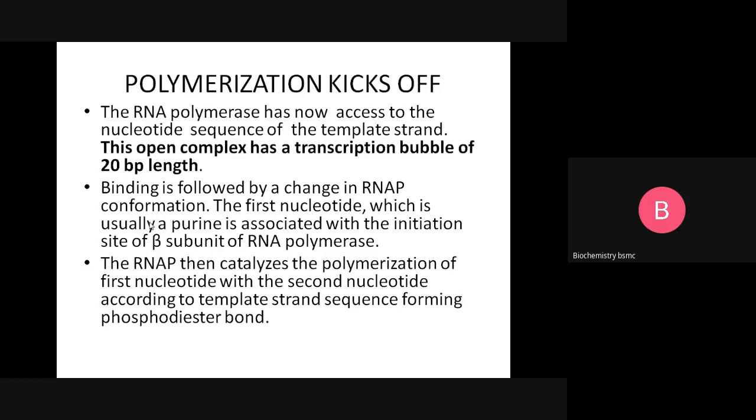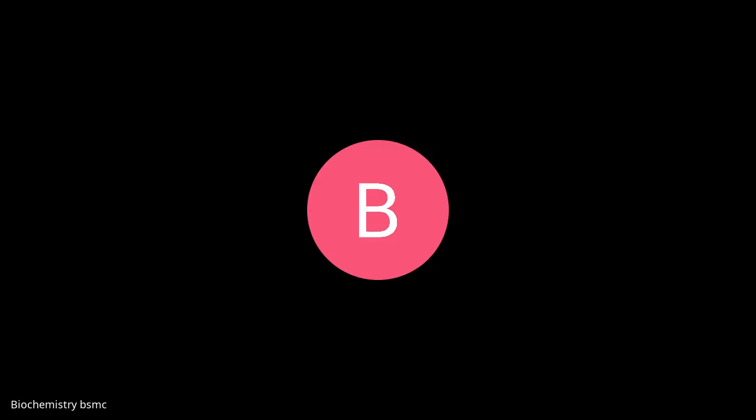And the RNA polymerase catalyzes the polymerization of the first nucleotide with the second nucleotide according to the template strand sequence, forming a phosphodiester bond. So the first nucleotide forms a bond with the complementary site on the template strand. The second nucleotide comes and forms a complementary base pairing. It all happens on the beta subunit of the RNA polymerase. The alpha, as I told you, has a certain role, and we have also mentioned the role of sigma, and now the role of the beta, because it is a polymerization, beta prime.